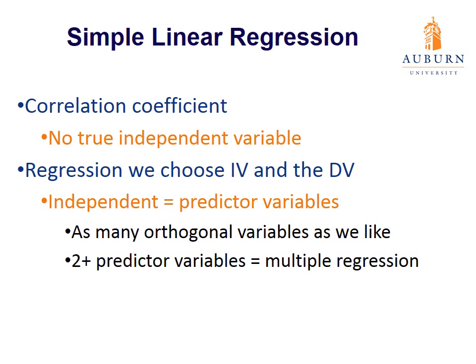So with regression, we can have as many predictor variables as we like. If we have more than one, we call that multiple regression, and that sets us up for our regression analysis. If one of the variables that we pick is the predictor variable or the independent variable, then that means the remaining variable must be the dependent variable.